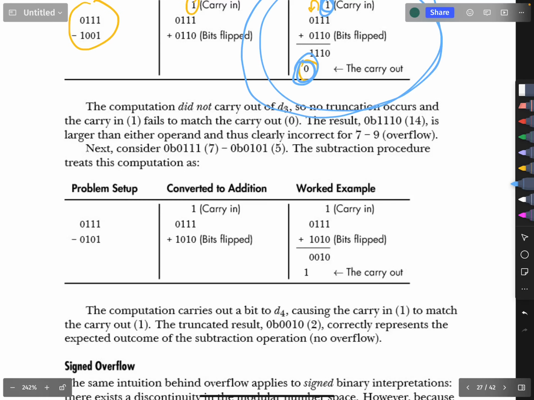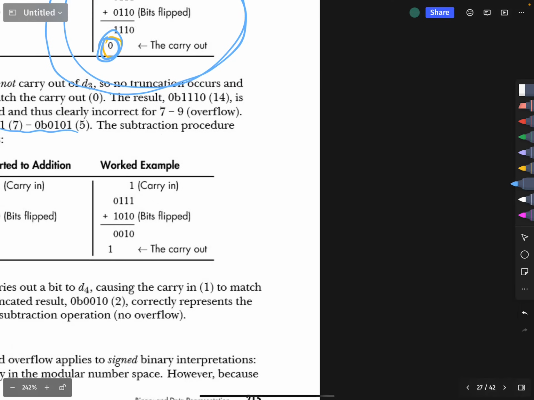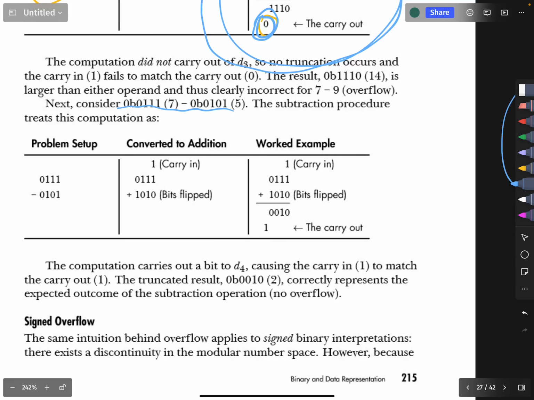But now let's test this out on something that should not overflow. So if we think about, again, the picture where 7 is over here, 0 is over here, we subtract 5, and we should not cross the discontinuity. Therefore, there should not be an overflow. And so now let's see what happens when we algorithmically decide this. So again, we represent 7 and 5 in binary. We are subtracting, so we set the carry in of the entire operation to 1. We go through the computations.